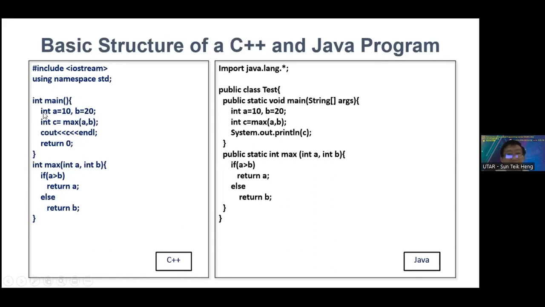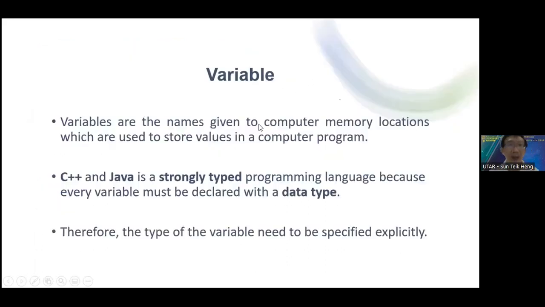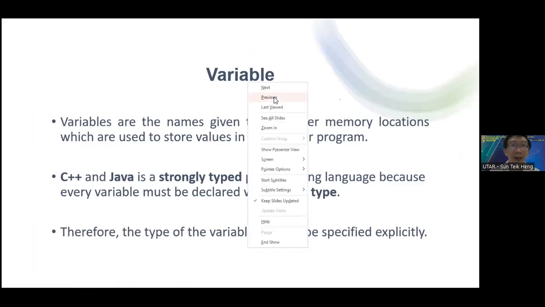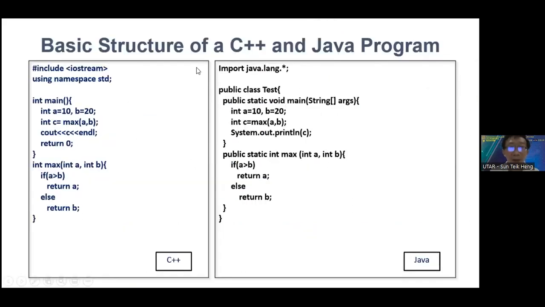Like in C++, we have an int main, but in Java, we use public class Test, and then inside the class Test, we have public static void main. And then the include files and the namespace in C++, but in Java we use import to include the necessary files. Okay, just now we only gave you a brief idea of how the program looks. We will discuss this in more detail later.